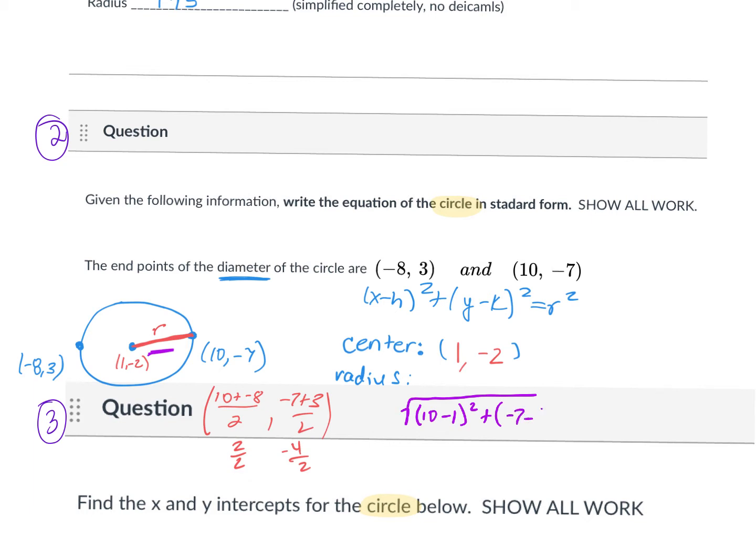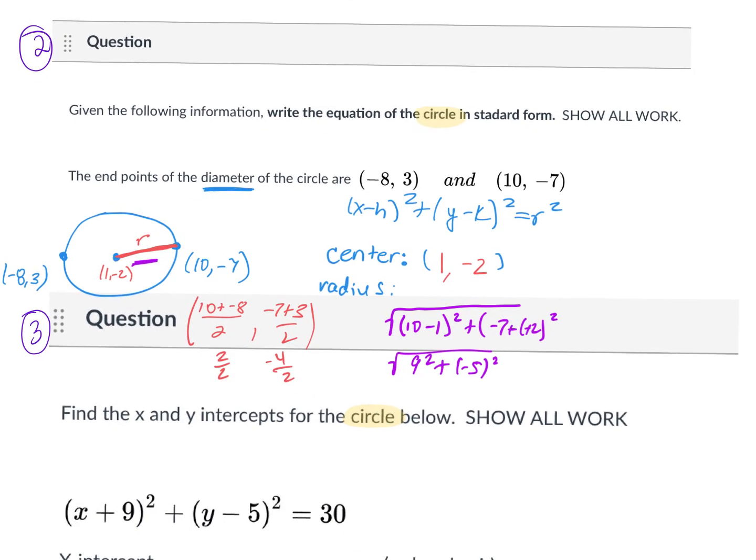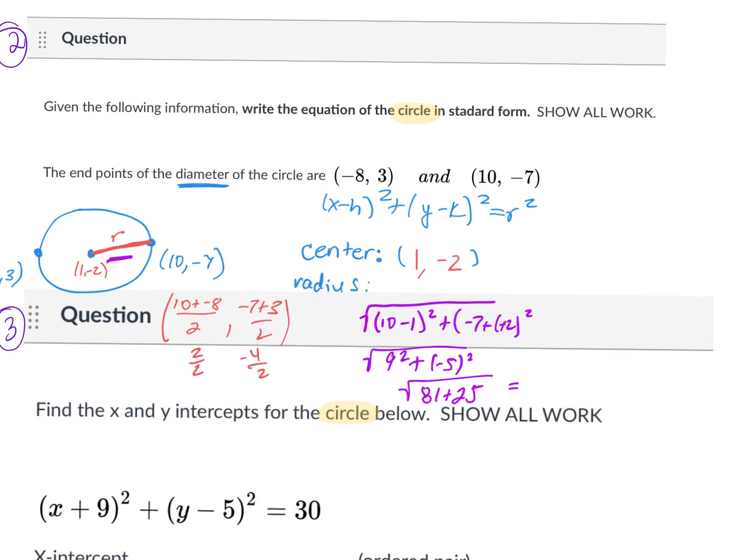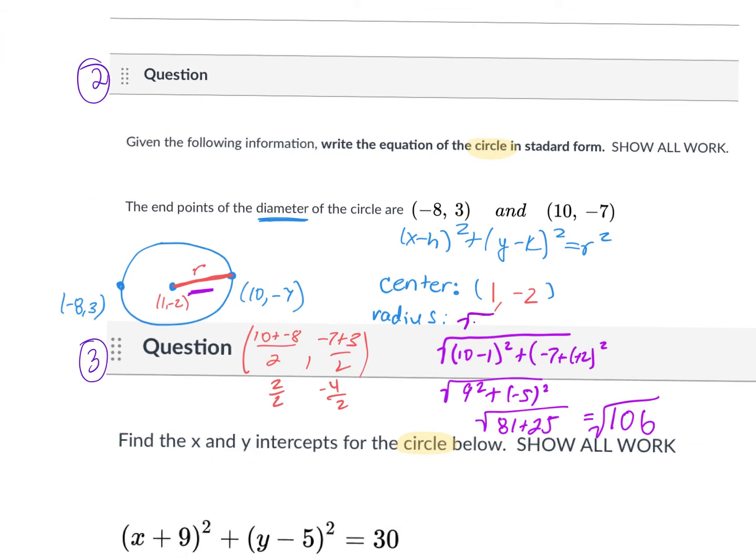-7 minus -2 squared. So I have 10 minus 1 is 9 squared plus -7 plus 2 is what? -5 squared. So I have 81 plus 25. What's 81 and 25? 106. So my radius is the square root of 106.